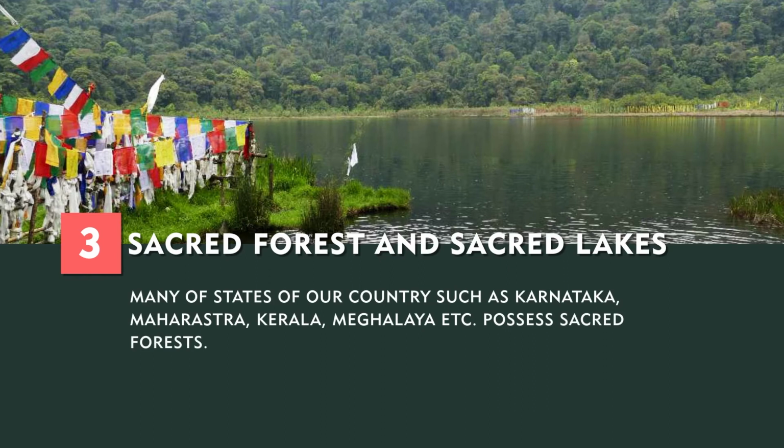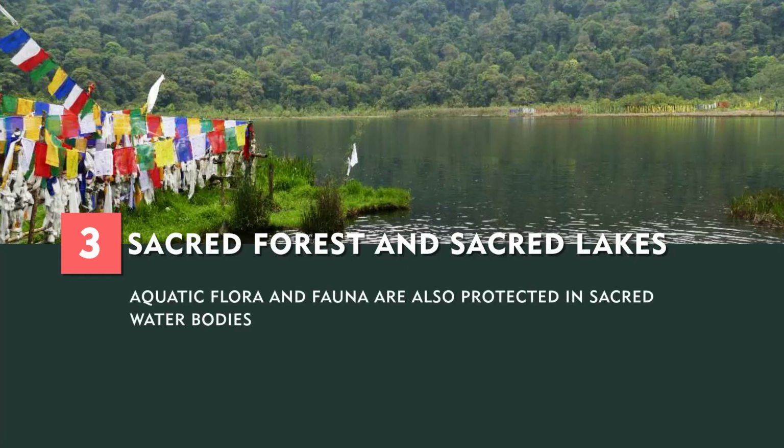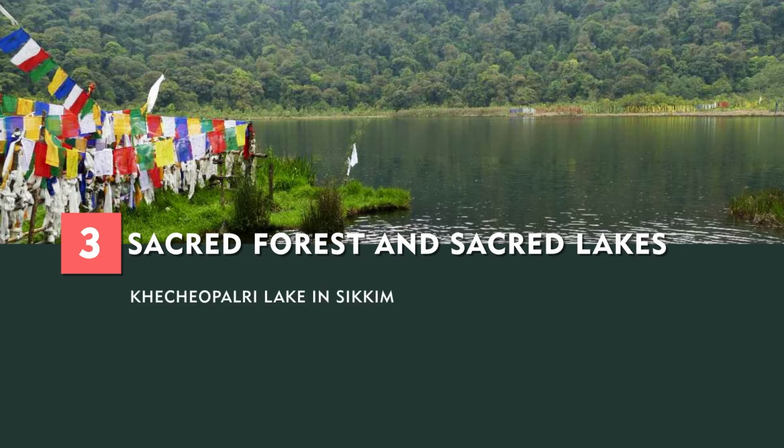In India, in most parts of northeastern India, like Meghalaya, Assam, Manipur, and Arunachal Pradesh, you will find a number of sacred forests and sacred trees, even in parts of Karnataka, Maharashtra, and Kerala. These sacred natural areas, whether forests or lakes, serve as protective centers for a number of rare, endangered, endemic taxa. In the same way, like sacred forests, aquatic flora and fauna are also protected in sacred waters. For example, Khecheopalri Lake in Sikkim has been declared sacred by the people of that area, and because of its sacredness, aquatic life is kept safe from degradation, because of their attachment and religious sanctity to that natural area.